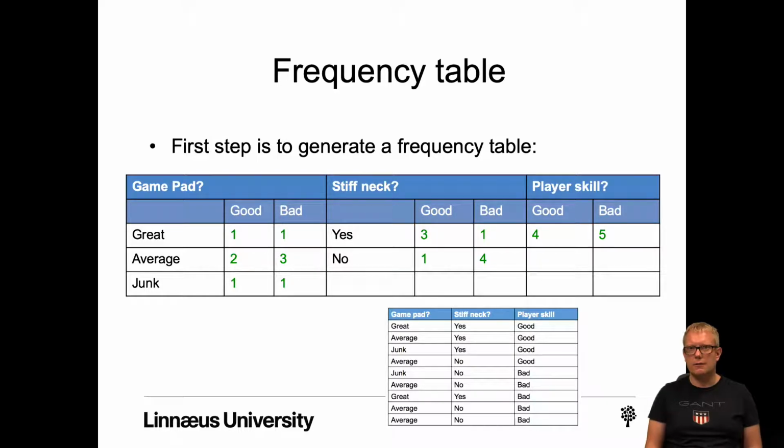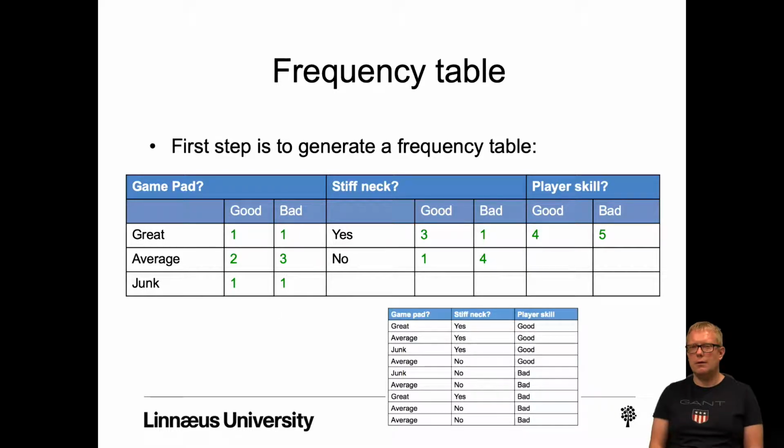And we see that occurs once. And the same great occurs once with bad. Great gamepad occurs once with a bad player. Average occurs 2 times for good players and 3 times for bad players, and junk appears once for both. Stiffneck appears 3 times, but we have, yes, stiffneck 3 times for good players and once for bad players, and no once for good players and 4 times for bad players.